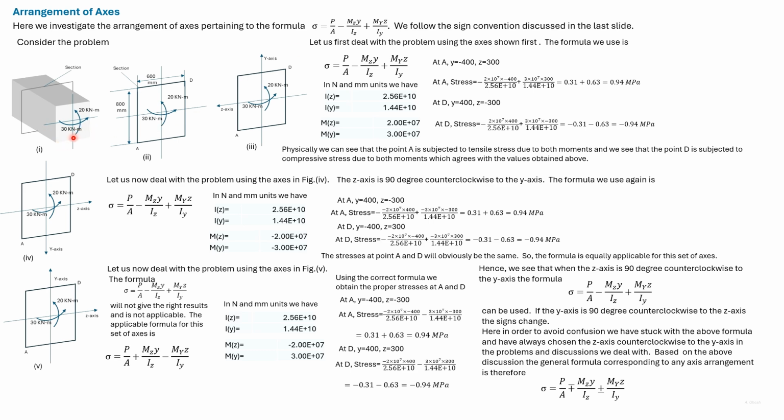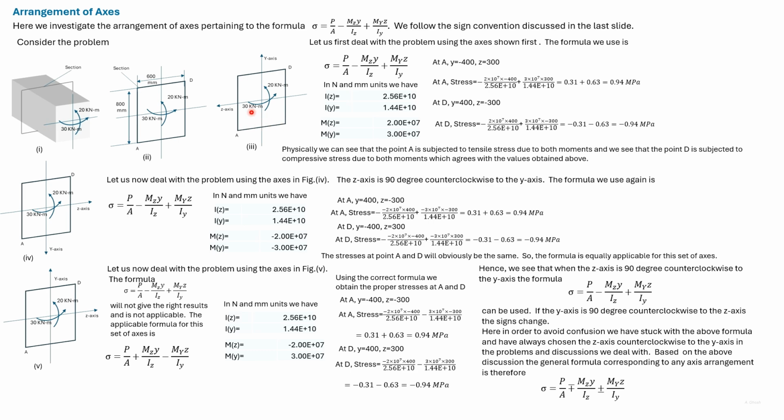We have two different moments acting about two perpendicular axes. We'll find out the stresses at a section as shown here. Initially, we considered the arrangement of axes as the same as before. For this arrangement of axes, both the moments are positive. We can check physically the stresses that will be acting.